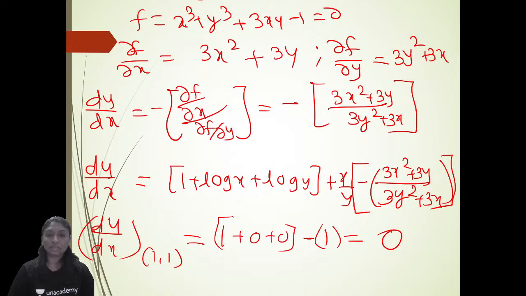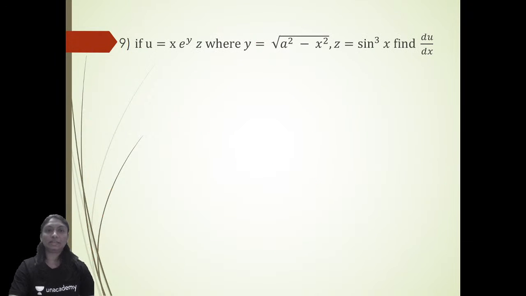I hope it is clear to you how to find out the total derivatives. Exactly similar way you can find out this du by dx also. You can calculate the value of this also in exactly the same way. So you can calculate here du by dx as ∂u/∂x into dx/dx plus ∂u/∂y into dy/dx plus ∂u/∂z into dz/dx. Exactly similar way we can solve this example.